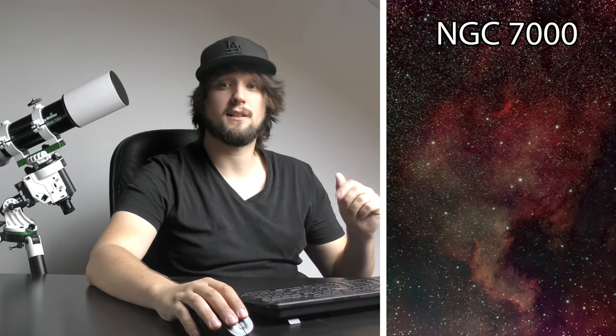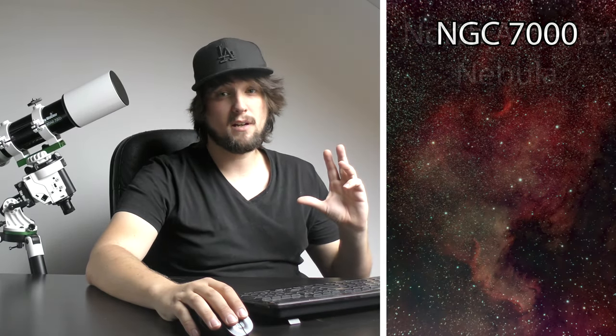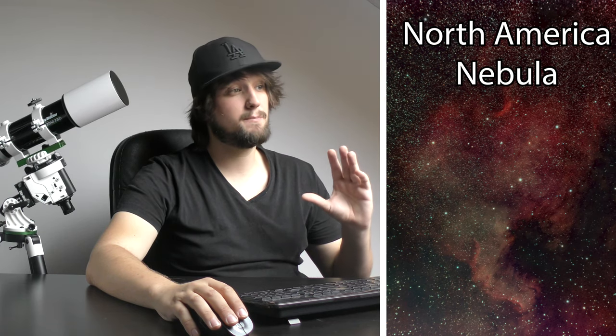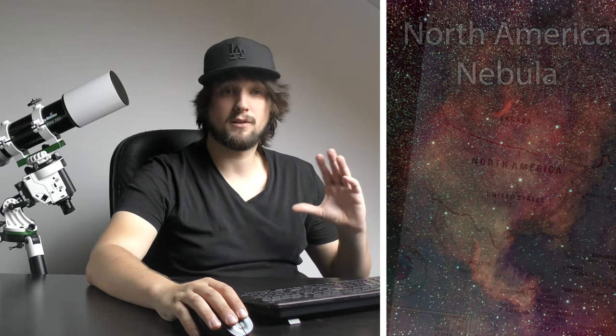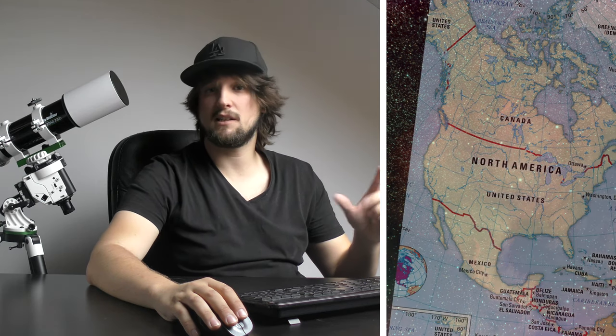So this image shows NGC 7000, which is located in the Cygnus constellation. It is better known as the North America Nebula, because the shape actually resembles the continent of North America. I took this image in my backyard with my DSLR, which is a Canon 800D.